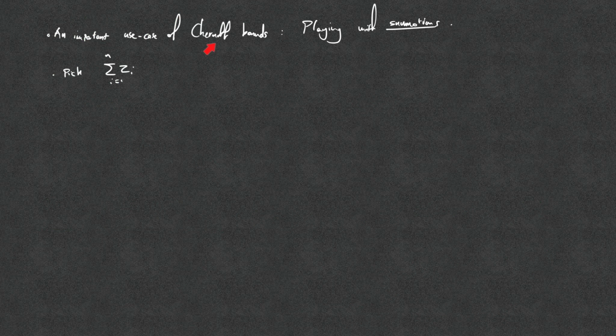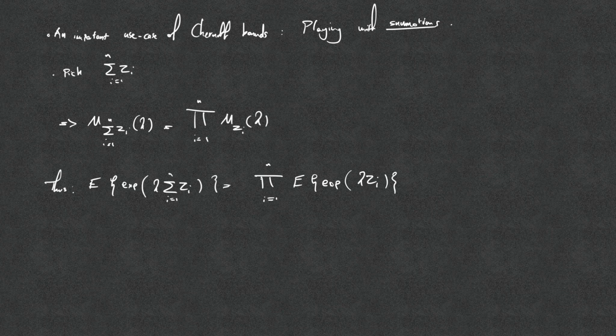An important fact about the Chernoff bounds is allowing you to play with the summations. So if you pick the summation of n random variables Zi that are independently sampled, for example, from a distribution, and you take the moment generating function of them, the moment generating function of the random variable which is a summation of other random variables becomes the multiplication of the moment generating function of each one of them. Given that you have the expectation in the definition, the expectation of a sum in the exponent is basically similar to the multiplications. Therefore, you have this term.